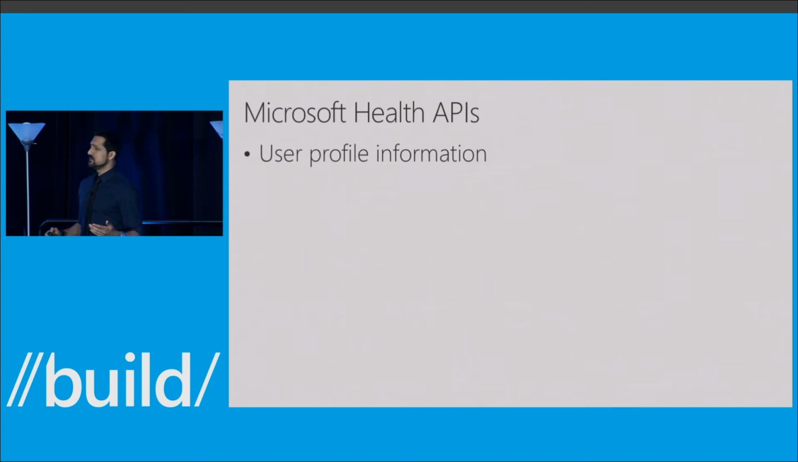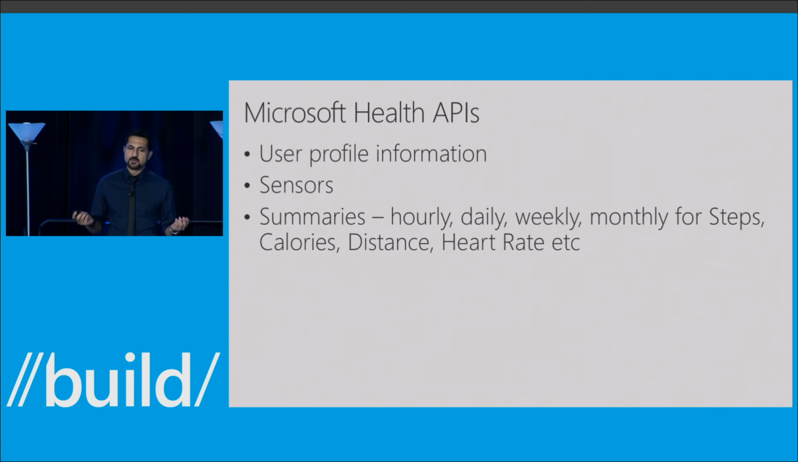Things like user profile information. Once you integrate with Microsoft Health, you will know the basic user profile information of the Microsoft Health users. You will get some historical sensor data. With the SDK, you can get real-time sensor data. With the Health APIs, given a time span, you can get historical sensor data back. You will also be able to get hourly, weekly, daily or monthly summaries of various things like steps, distance, calories, heart rate, etc.